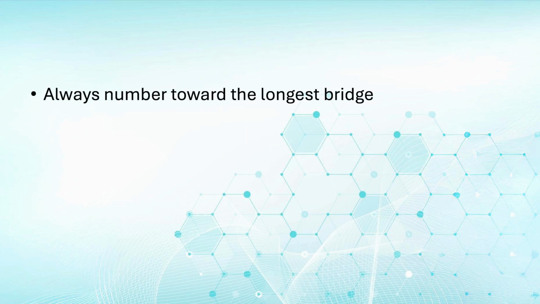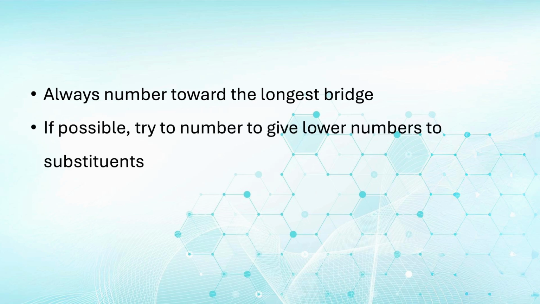Even if you can give a substituent a lower number, you need to number in the direction of the longest bridge. However, if we have 2 equal length bridges, and one has a substituent, like the example below, number toward the bridge that gives the lowest number.